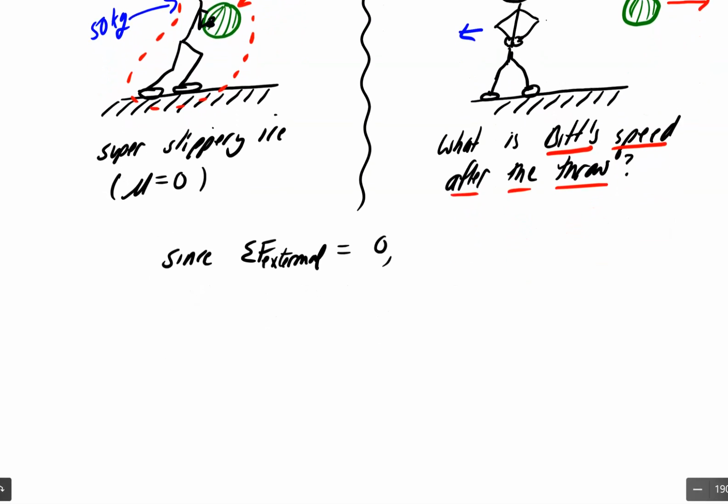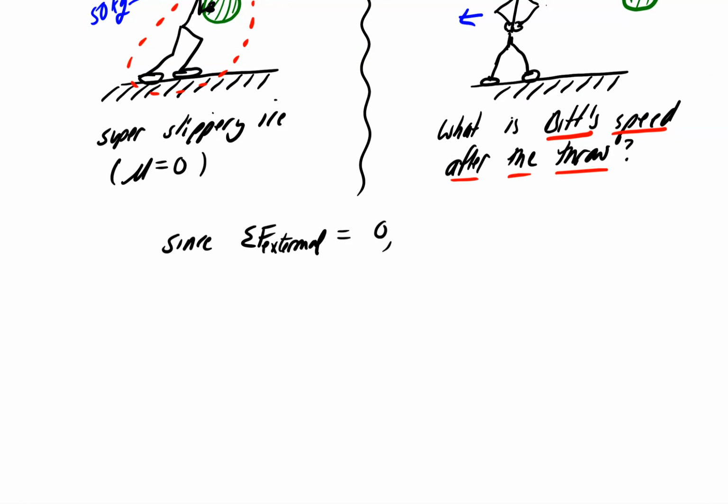I don't want to lose my picture too much, but I'll come back to it. We can say that the momentum of my Biff watermelon system before the throw is going to be the same as the momentum of my Biff watermelon system after the throw. Recall that this little prime here means after.